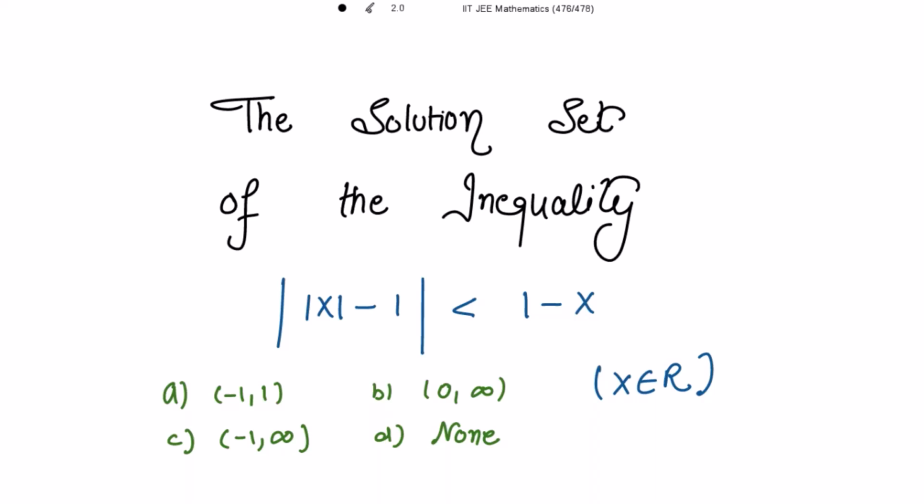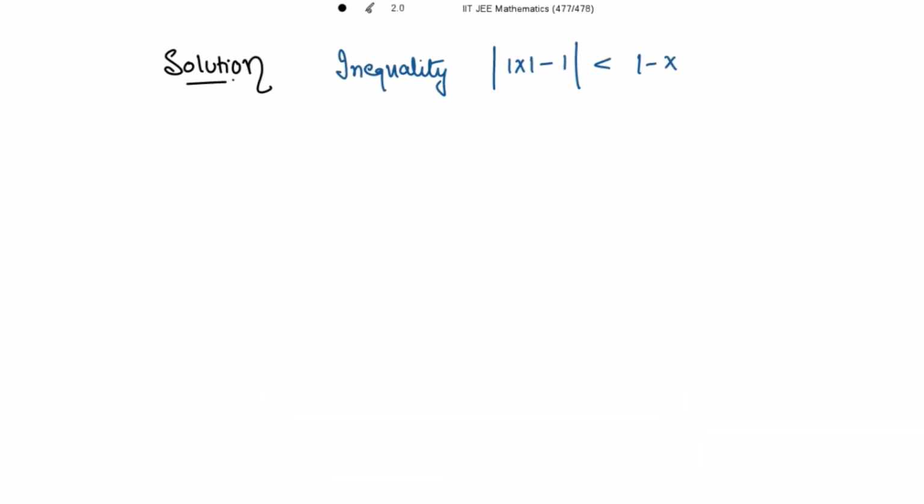Solution set of the inequality mod of x minus 1 strictly less than 1 minus x. We need to find the solution set for this. So let's check which options are correct. So this is the given inequality. To solve this inequality, we need to take the cases for this.